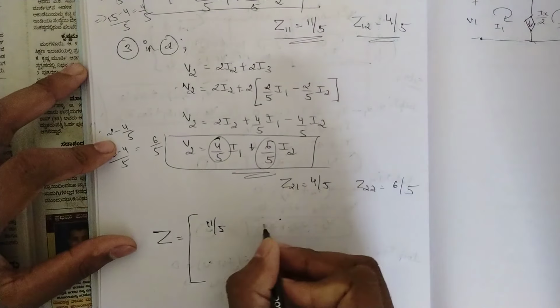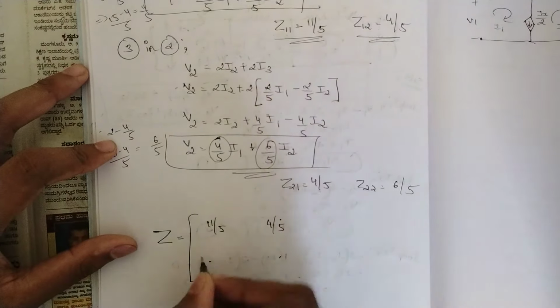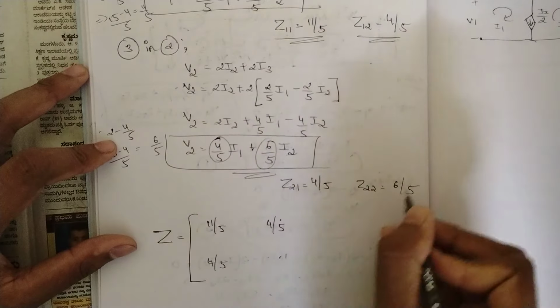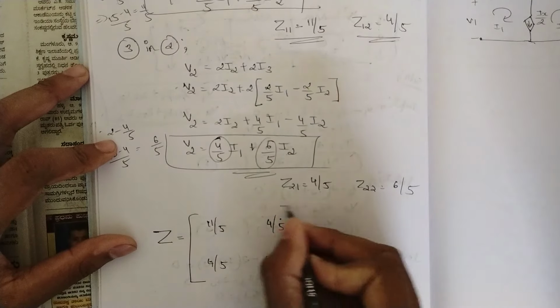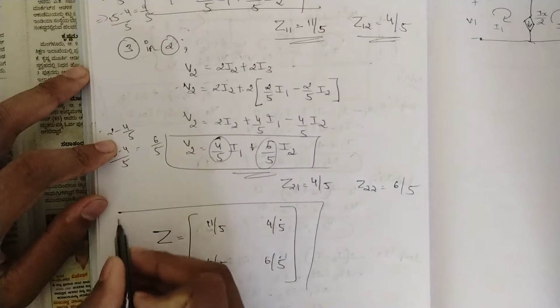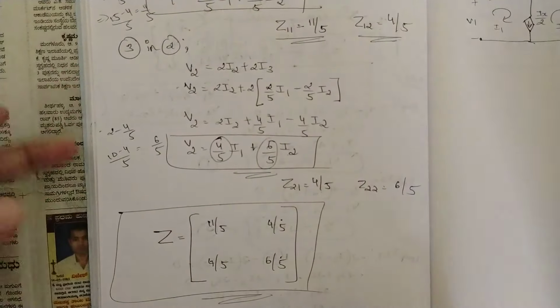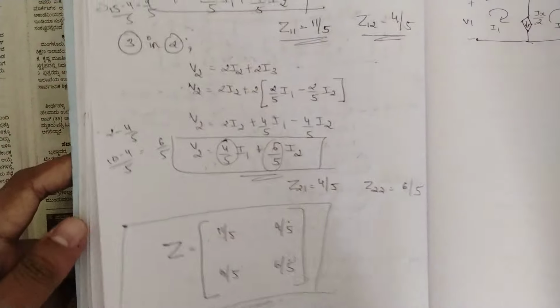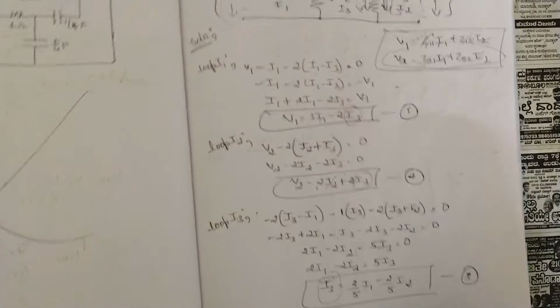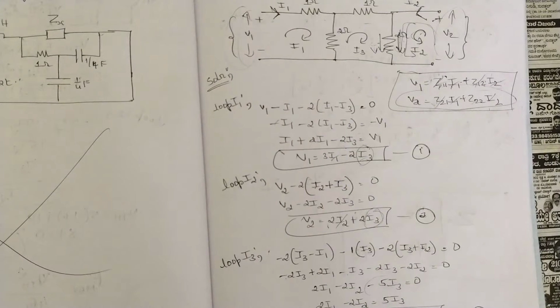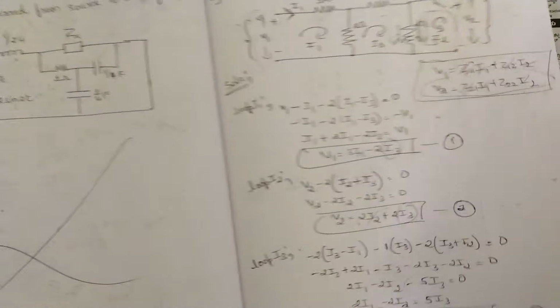Then Z12 is 4 by 5. Z21 is again 4 by 5. Z22 is 6 by 5. Like this, you should be writing the final answer in one matrix and concluding your answer. So, hope this is clear. This is one method to solve this kind of problem. We should be analyzing the circuit very carefully, and then we should be solving the problem.